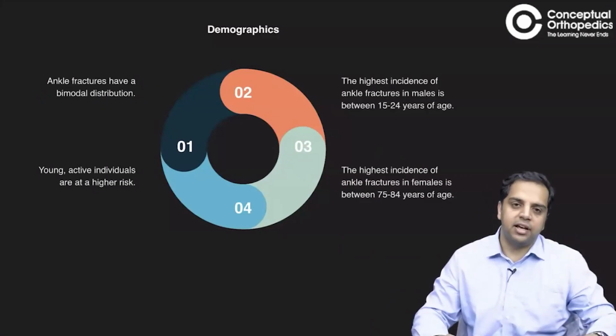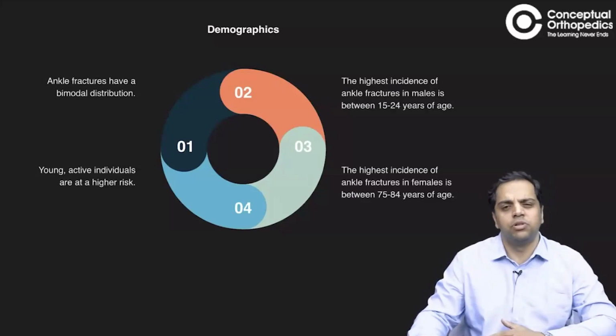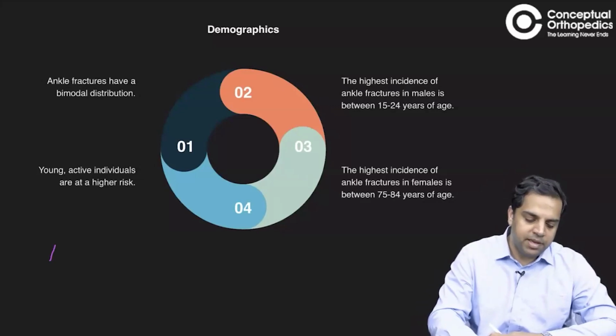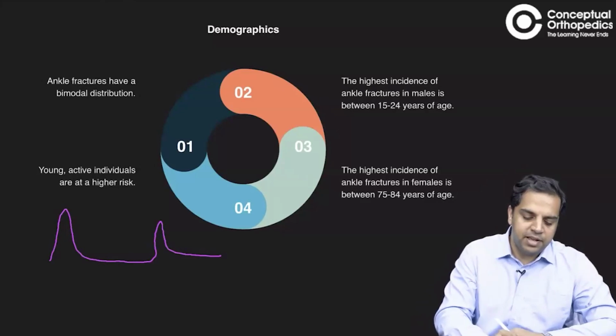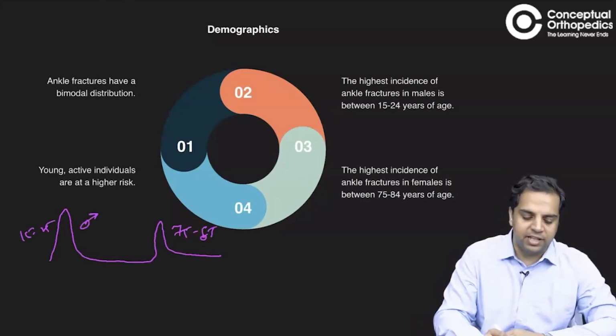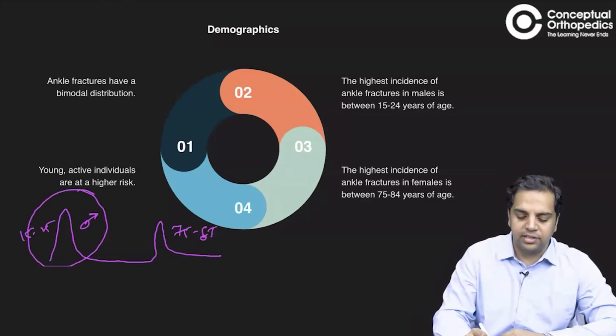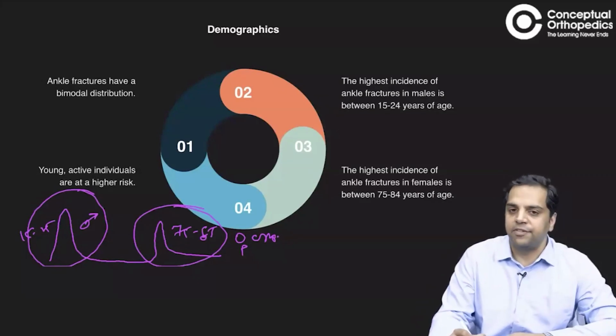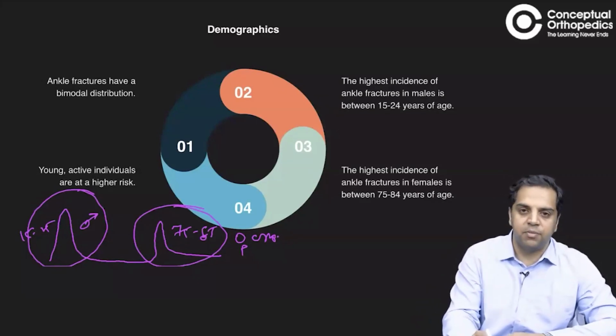Before we begin, ankle fractures, like most orthopedic injuries, have a bimodal distribution. By bimodal, I mean that they have a peak at the age group of 15 to 25, and then another peak at the age group of 75 to 85. Males who have high velocity trauma have the first peak, and the second happens mostly in females who are osteoporotic. They tend to have these fractures later on in life. That is how these fractures are in terms of demographics.